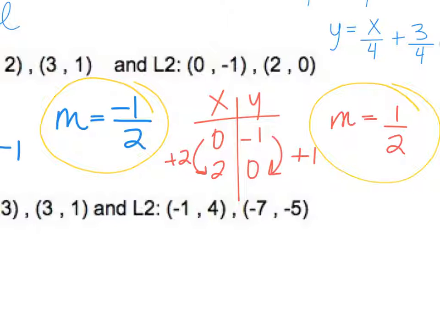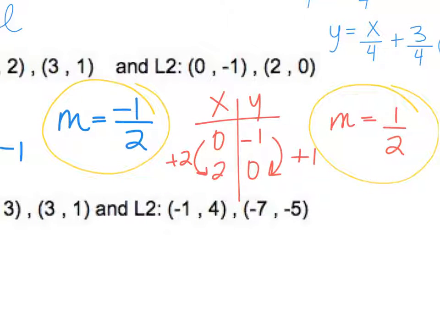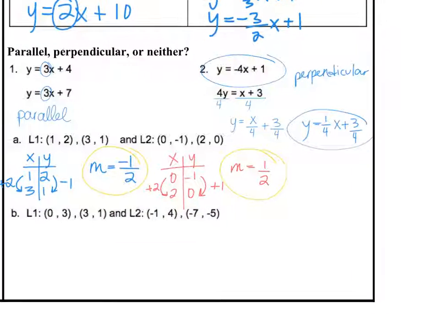These are what, guys? Nothing. They're neither, because while you have opposites, they're not flipped. And since they're opposites, they're not the same. And so these are neither. You can't say they're parallel, you can't say they're perpendicular.